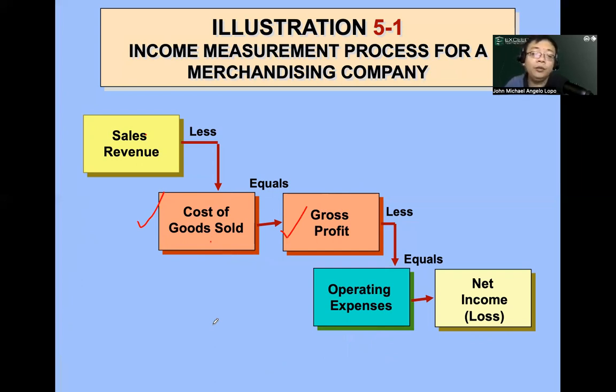Later, I will discuss the formula to compute for the cost of goods sold. This part is no problem. The OPEX, you already have that. And also, sales minus cost of goods sold gives you your gross profit, and the gross profit minus OPEX gives you your net income. So don't get confused about this one.